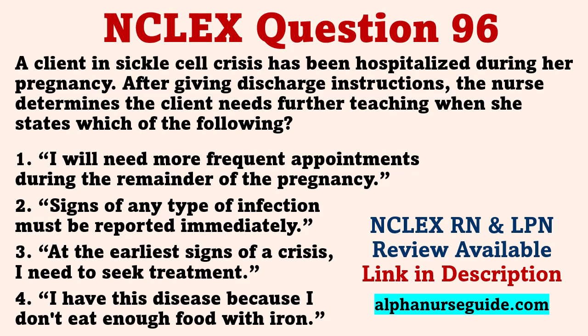The correct answer is 4. Sickle cell disease is an autosomal recessive disorder requiring both parents to have a sickle cell trait to pass the disease to a child. Deoxygenated hemoglobin cells assume a sickle shape and obstruct tissues. Tissue obstruction causes hypoxia to the area and results in pain, called sickle cell crisis. This type of anemia is an inherited disorder. It is not caused by lack of iron in the diet. Self-monitoring for any type of infections or sickle cell crisis and increased frequency of antenatal care visits are part of the teaching plan of care.